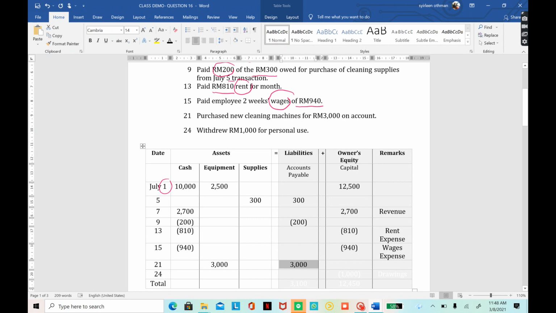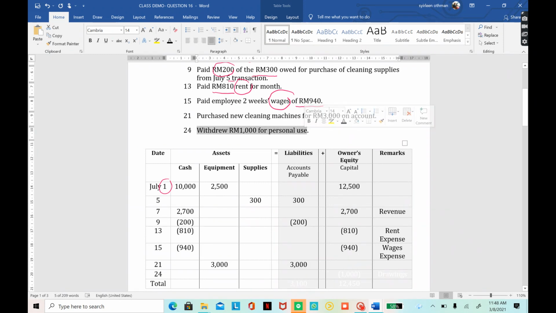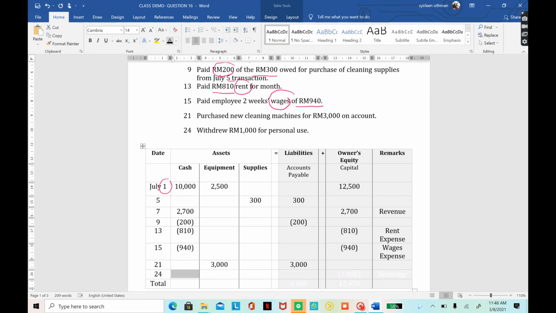And on the 24th, he withdrew 1,000 ringgit for personal use. So this is actually his drawings. So on the 24th, we will minus 1,000 ringgit from the cash column. And since this is a drawing, it will decrease the capital. So we will also minus 1,000 ringgit from the owner's equity column. And we are doing this because he made drawings from the business.